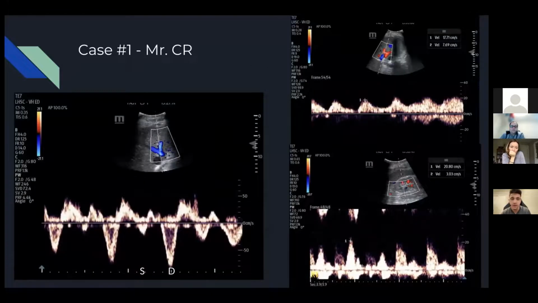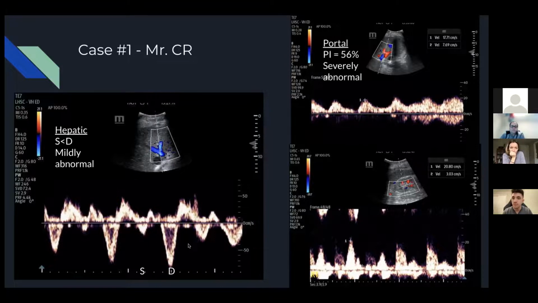Dilated IVC. And so these are all his waveforms, so we'll go through them one by one. With his hepatic waveform here, we can see that his S wave is smaller than his D wave, which is considered mildly abnormal. His portal vein here, as we can see, has that nice classical scalloping with a pulsatility index of 56%, in keeping with severely abnormal. And his renal vein here is discontinuous and biphasic, and this is in keeping with mildly abnormal.